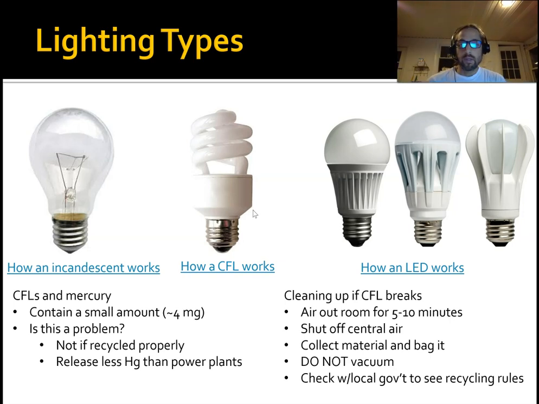And so if a fluorescent tube or a CFL breaks, you just need to air the room out for about half an hour, run the fan or open up windows to air it out, and then just sweep it up and put it in a bag and throw it in the trash. So just a sort of public service announcement, that there is a little bit of mercury in there, so you have to be a little bit careful.